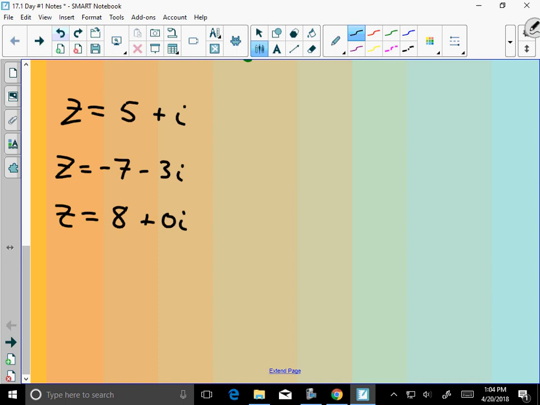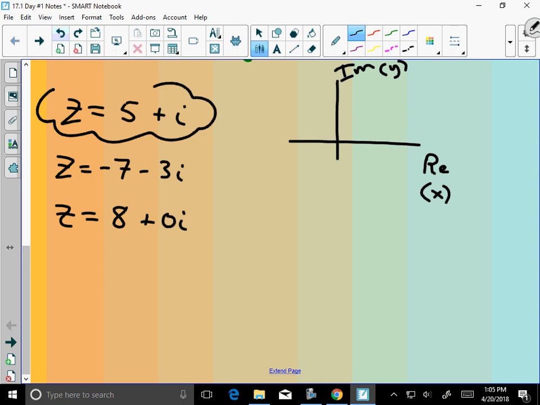And where are these located? Let's plot these on the complex plane. The real portion is on what we used to call the x-axis, and the imaginary portion is on what we're used to calling the y-axis. So the point 5 plus i is to the right 5 and up how many? 1. That right there is the point 5 plus i.